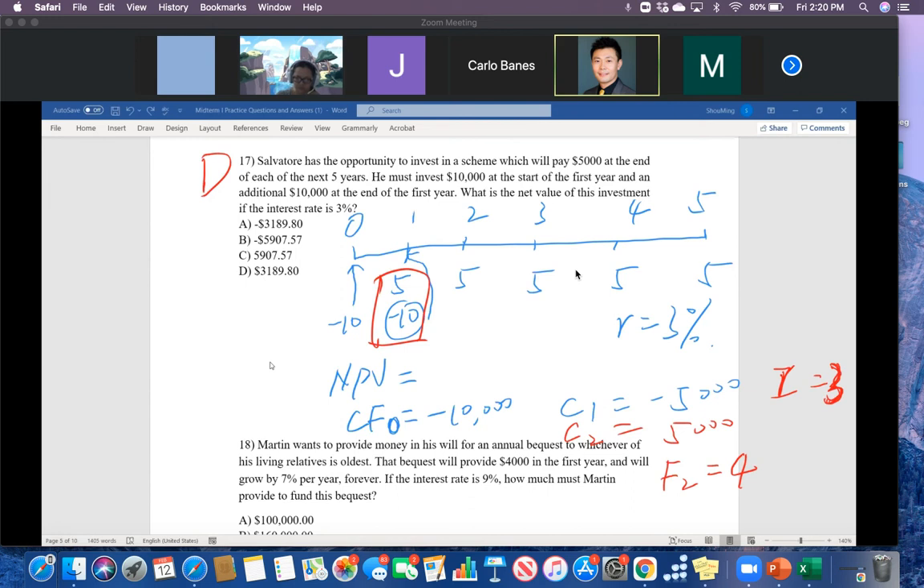Okay, so to deal with this kind of question, the important thing is you need to visualize. You need to know what cash flow you are dealing with. Okay, any question?